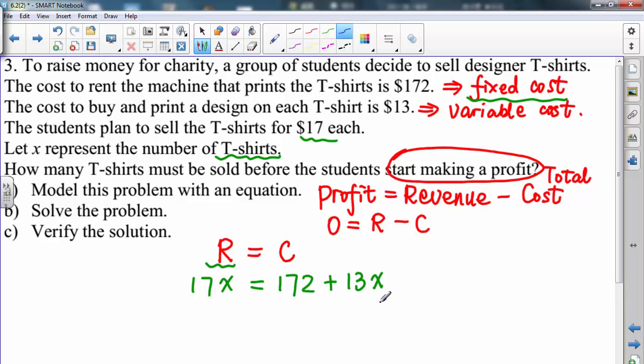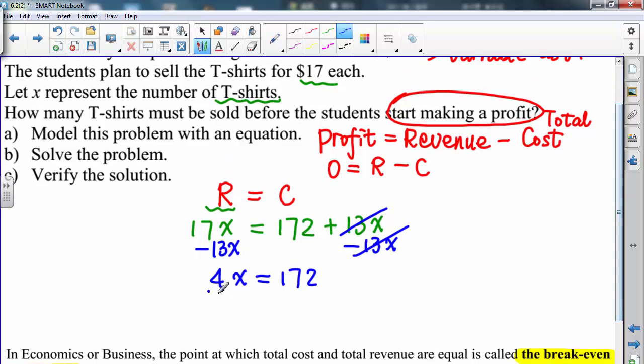If you want to solve for x, since we have x on both sides, we want to cancel the x term on the right side. So we can subtract 13x from both sides. We cancel out these two. Then combine the like terms on the left side. 17x minus 13x is 4x equals 172. Then I divide both sides by 4. So this x equals 43.